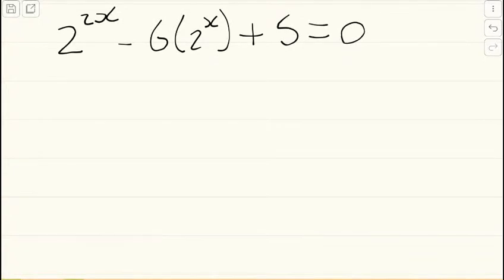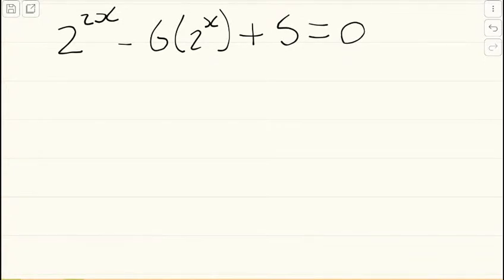Hello guys, in this video we are going to be solving some equations which are quadratics in disguise, which then involve the use of logarithms. So what on earth did I just say? Let me just show an example. It's the easiest way.